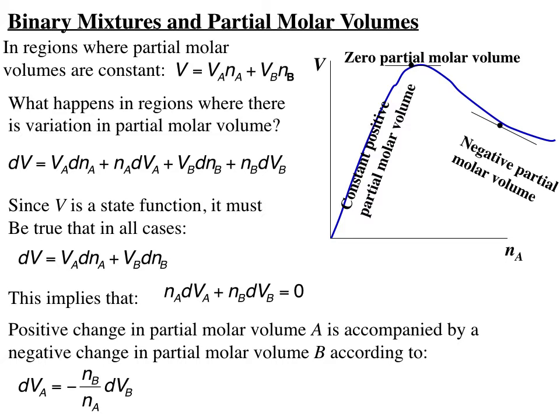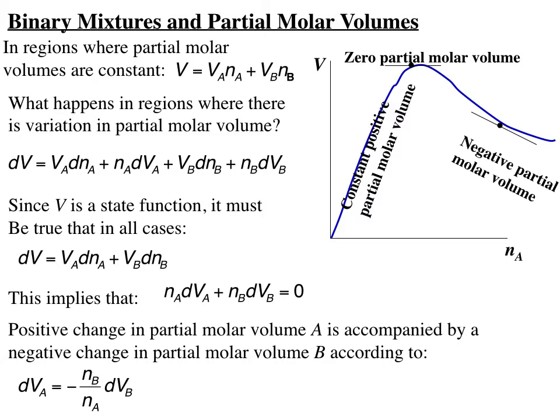And that very interesting result says that if I look at how the volume of A is varying, dVA would be equal to minus NB over NA times dVB. So remember what VA is. That's the partial molar volume of A. And here's what this is saying. In a region where the partial molar volume of A is varying positively, simultaneously the partial molar volume of B must be varying in the opposite sense, or must be varying negatively. So when one is varying positively, the other is varying negatively. Now remember, if they are constant, then dVA is 0 and dVB is 0.